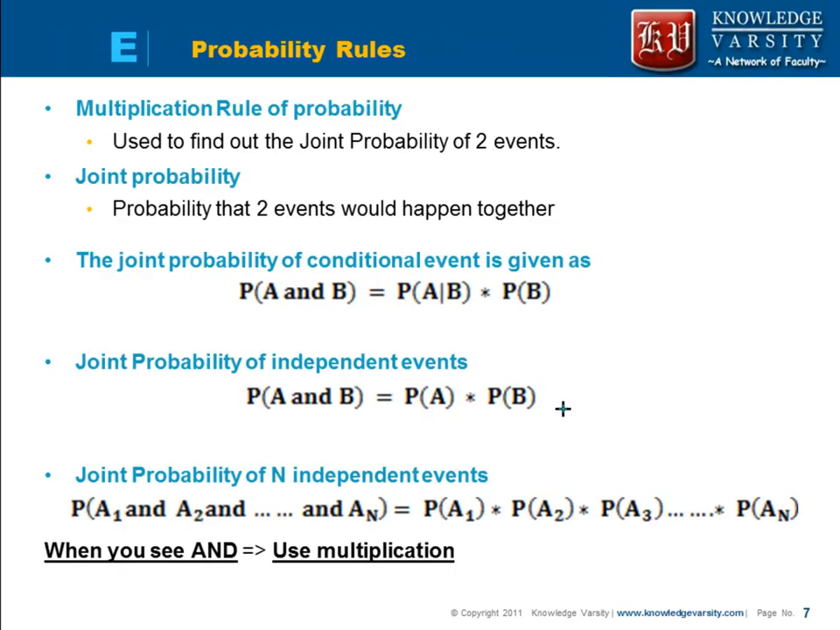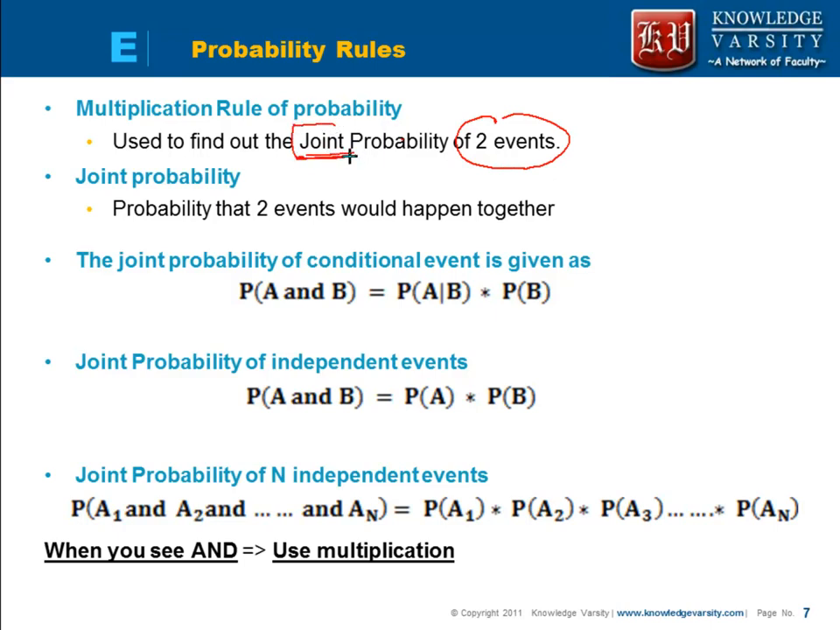Let us now understand what are the different rules of probability. The first rule of probability that we are going to discuss is the multiplication rule of probability. Note that this multiplication rule of probability is used to find the joint probability of two events.